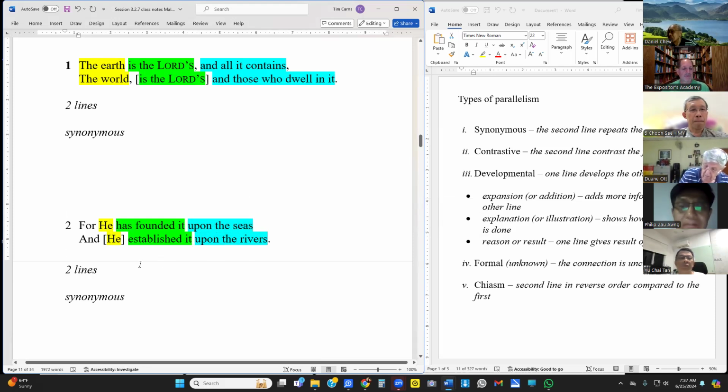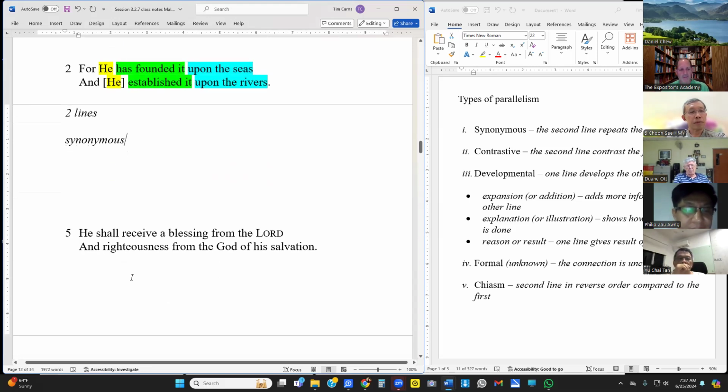All right. And then, yes, good observation, Philip, that the "he" in the second line is not written there, but it's presumed. In fact, the Hebrew verbs include the subject typically, so this is probably just the translators deciding not to put the word in, but it's clearly meant to be there. Okay. Yes. Very good.